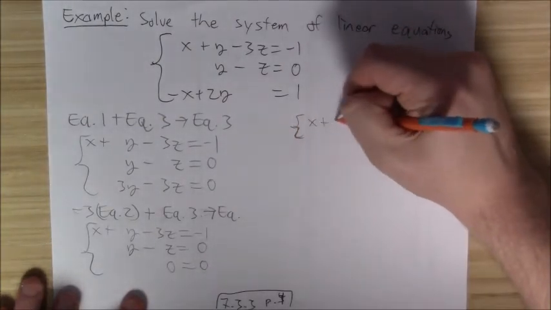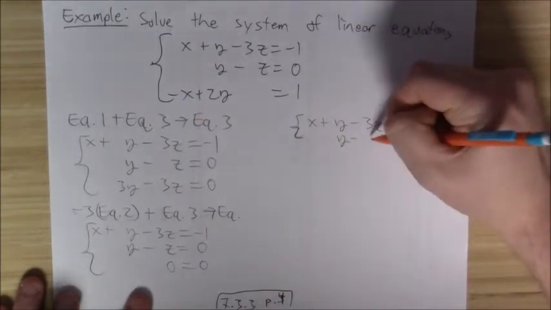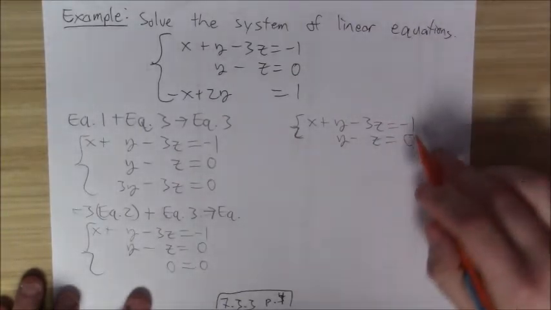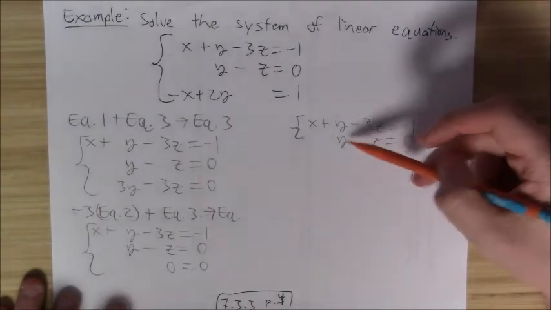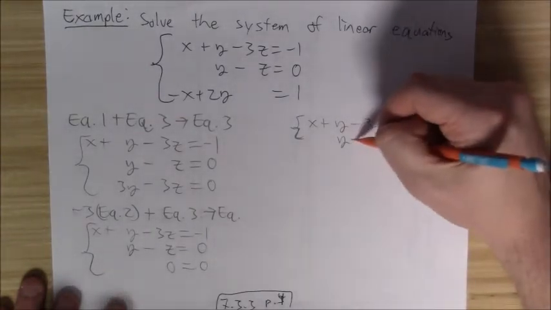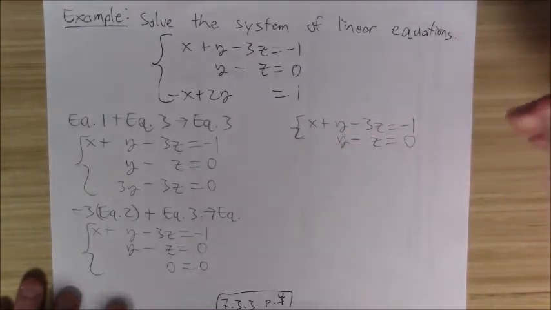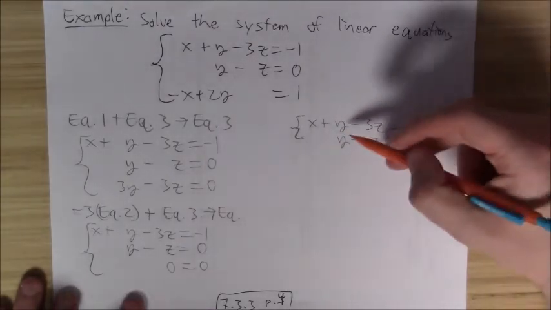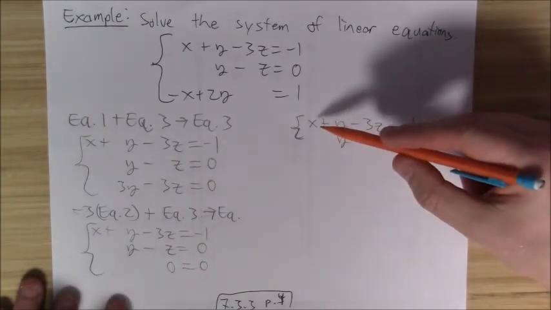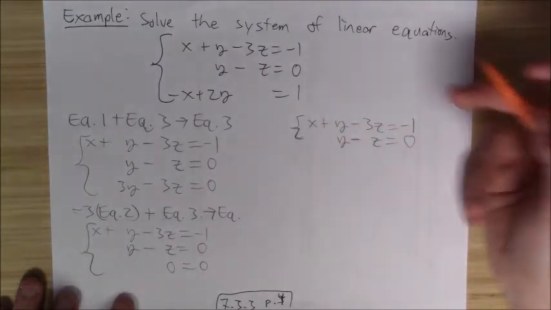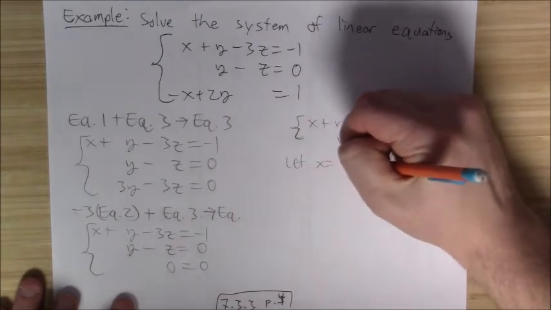So we have x plus y minus 3z equals -1, and then y minus z equals 0. But now, to solve these out, we're not going to be able to find a unique solution to this. And so instead, we're going to let x be some variable. Let's call it a. So let x equal a.